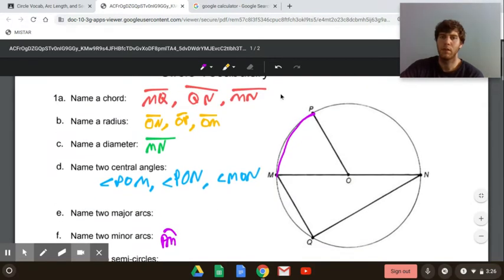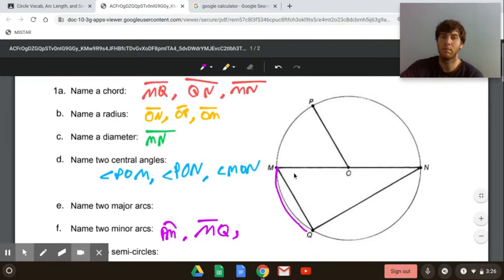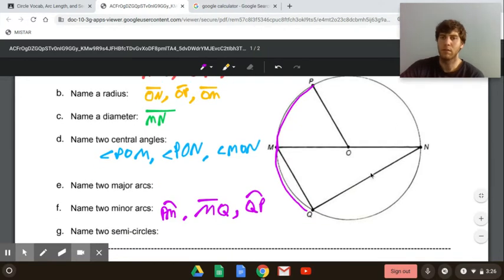You could also have done MQ. MQ is a possibility. You could have done QP. You could have done QN, PN. Those would have been your minor arcs.